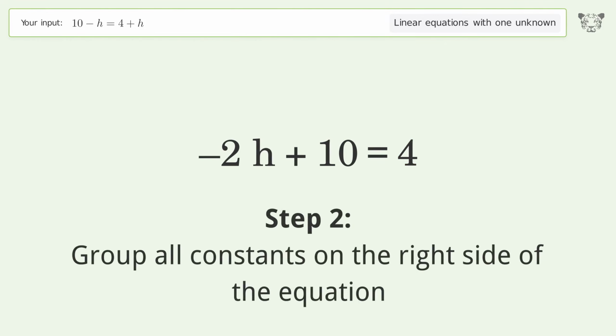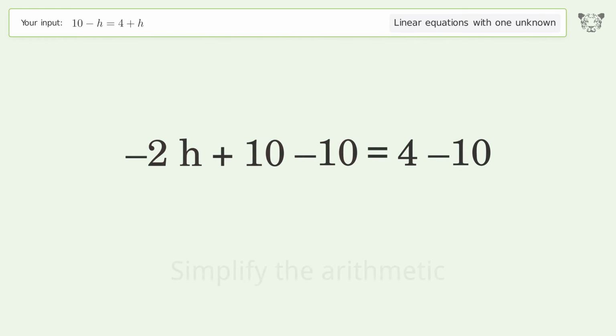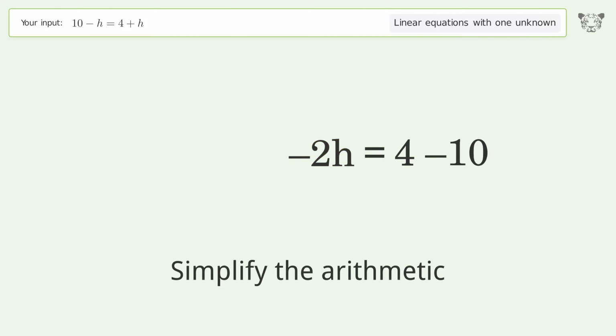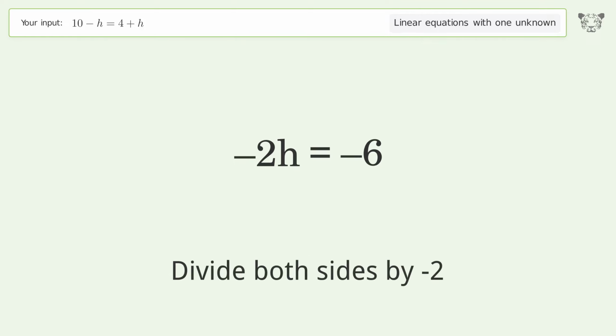Group all constants on the right side of the equation. Subtract 10 from both sides. Simplify the arithmetic. Isolate the h. Divide both sides by -2.